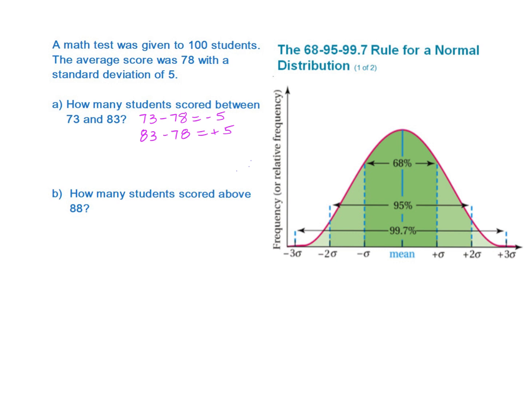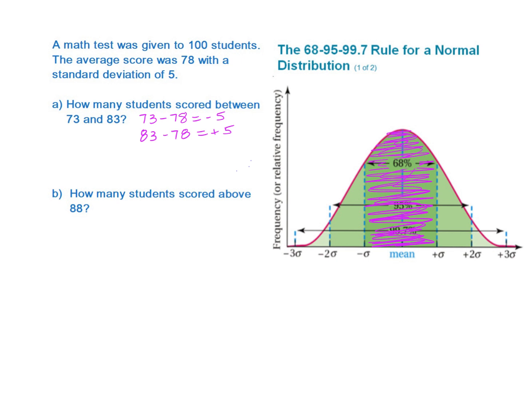So where are we looking on our graph? Well, if you look, this darkest green area, and I'm shading over it again in pink, that would be the values or the amount that is within one standard deviation. And we know, of course I shaded over it, that that's 68%, right? So when they say how many students scored between 73 and 83, well, we know 68% of them did.